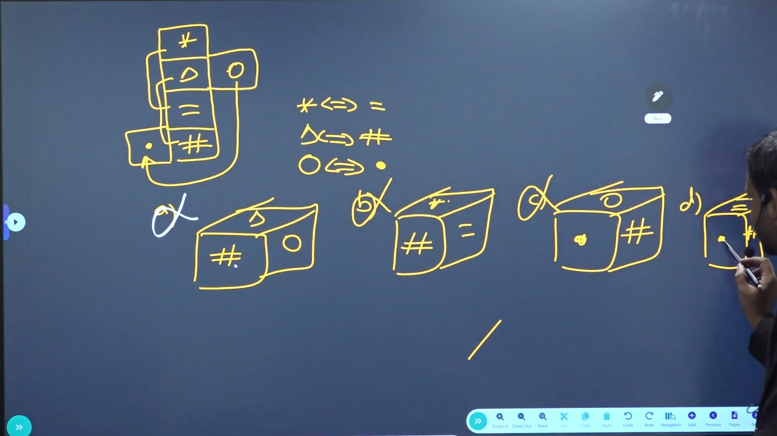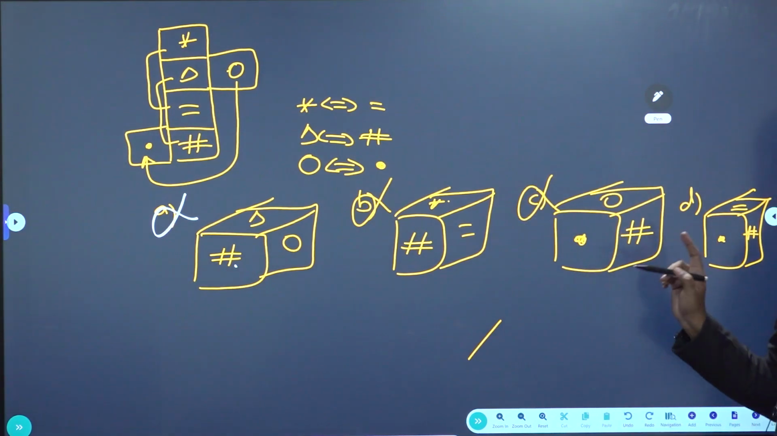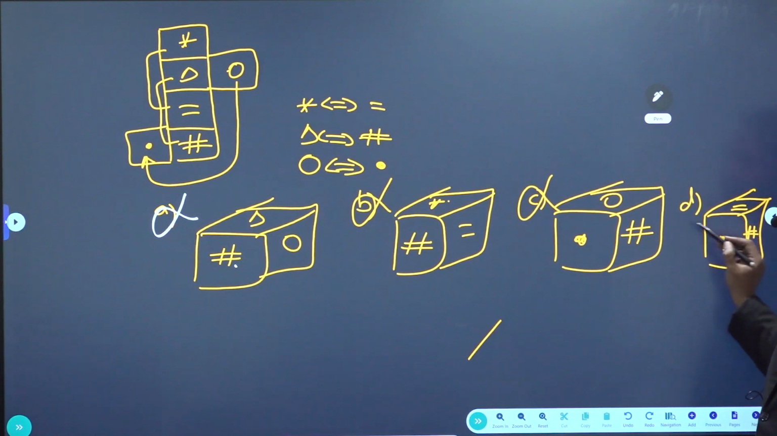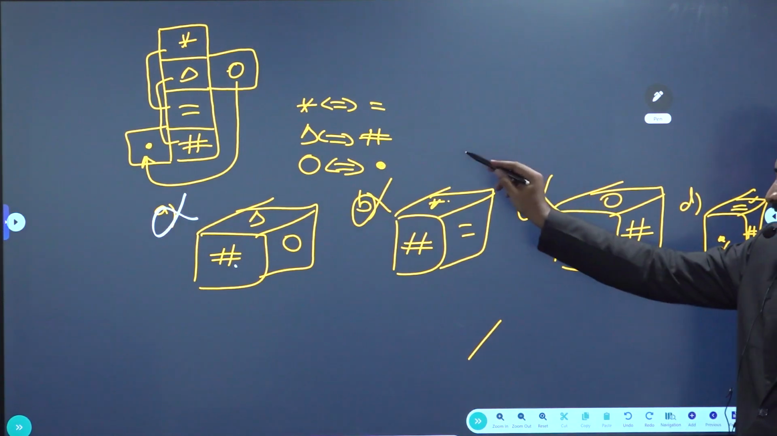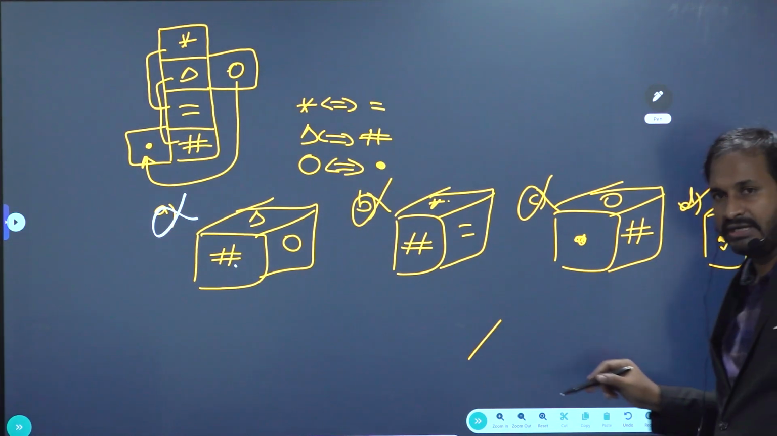Now come to the last one. Dot. What is opposite to dot? Circle. Is circle visible here? No. Okay, fine. Equal to. What is opposite to equal to? Star. Is there star here? No. Then equal to is also fine. Next, asterisk. What is opposite to asterisk? Triangle. Is the opposite triangle here? No. So my correct answer is D.